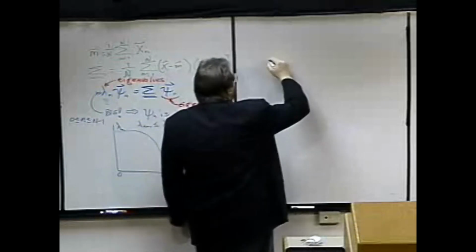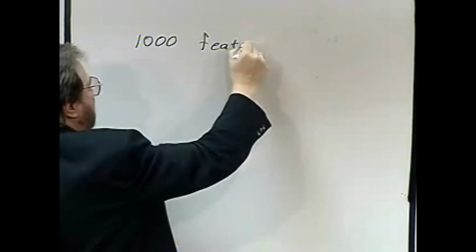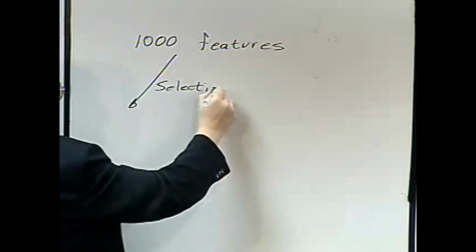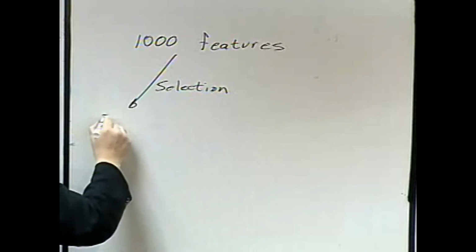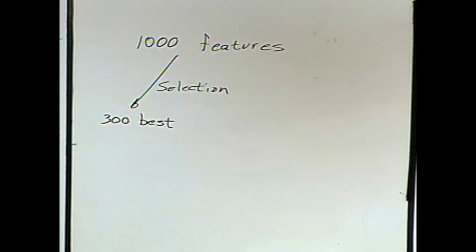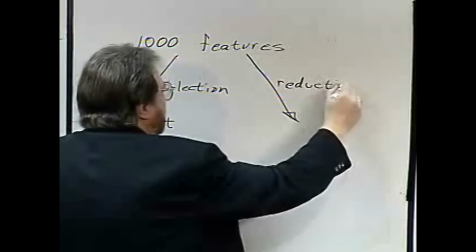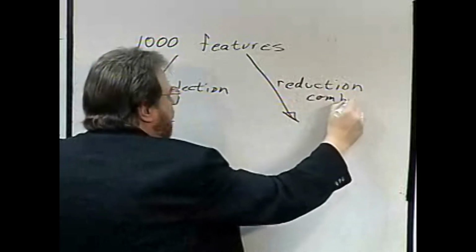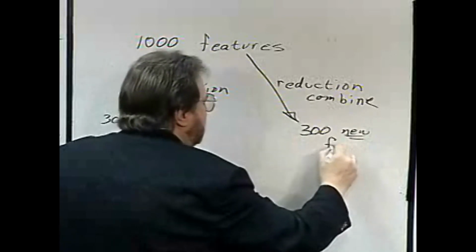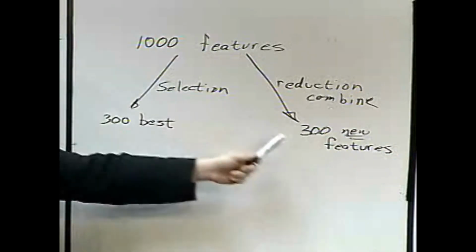The idea is as follows. We have, say, 1,000 data points, or 1,000 features, let's say. Feature selection would choose the, say, the 300 best. Okay? Feature reduction says combine them into 300 new features. But we need all of the 1,000 features in order to get this.